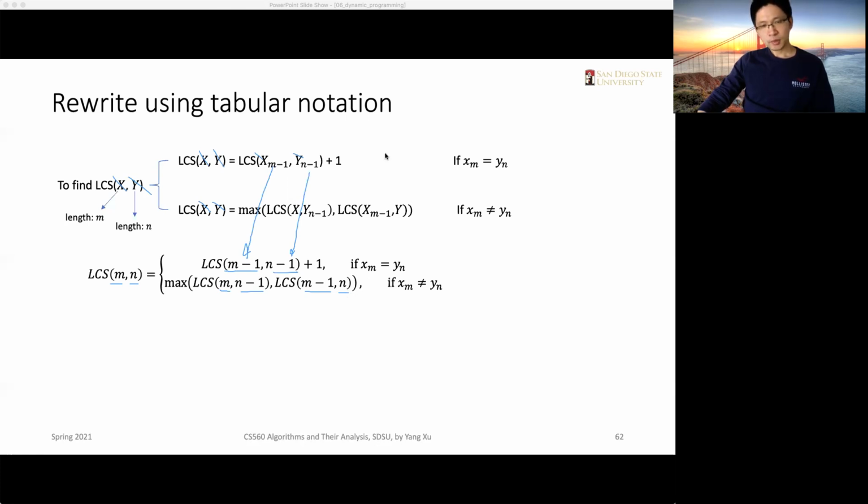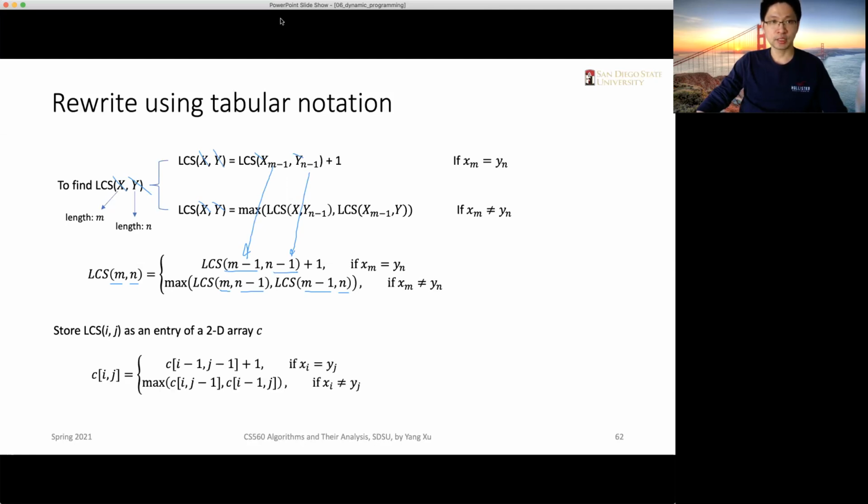And further, because the LCS of i and j is just an entry of a 2D array C, we can use an array indices to replace the LCS. It's just like the DP function that we used for the matrix chain multiplication. We can replace LCS with the C, and it's the same equation, but written in a 2D array notation. So now it becomes, and also we replace the m and n with those i and j's, but it's just equivalent, okay?